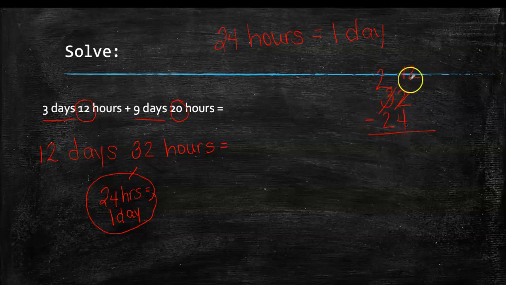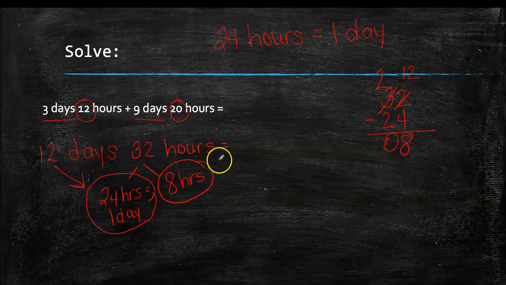12 minus 4. 12, 11, 10, 9, 8. 2 minus 2 is 0. So I have 8 more hours left when I break and decompose this 32 hours. So this 12 days, I'm going to add this 1 day here that I got out of the hours, and that gives me 13 days and 8 hours.